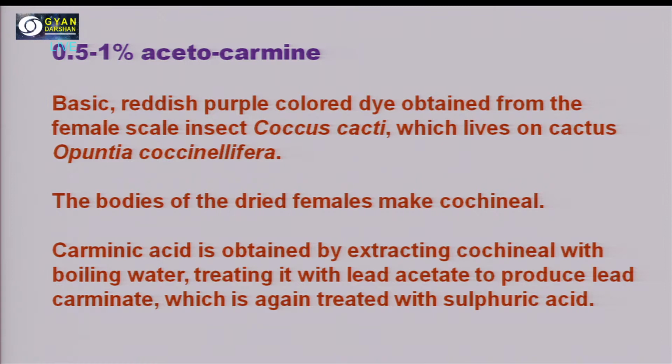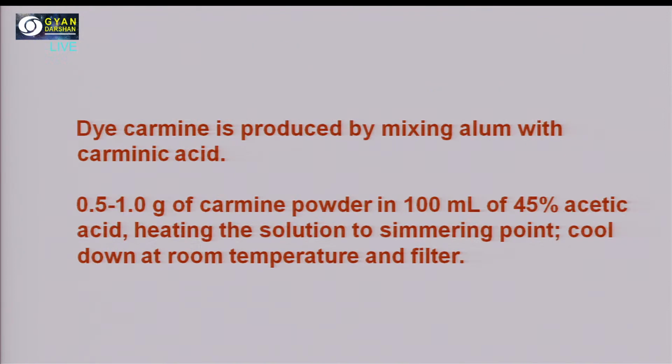What you do next? You next isolate the carminic acid. Carminic acid is obtained by extracting cochineal with boiling water, treating it with lead acetate to produce lead carminate, which is again treated with sulfuric acid. The carmine is produced by mixing alum with carminic acid.